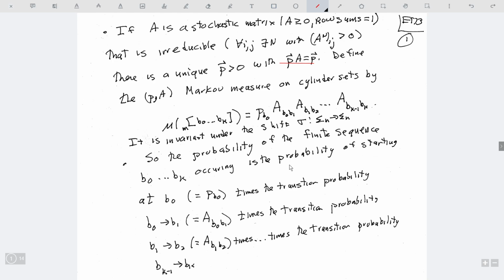So here I just explained in words what I just went through: the probability of this finite sequence occurring, thinking of this as a sequence of states in a Markov process, you have a probability of starting at B0, and then you have next the probability of the first transition, second transition, all the way down to the final transition.